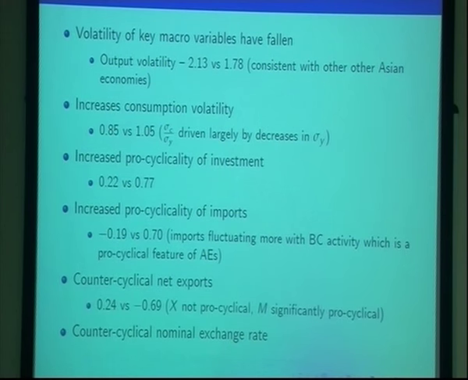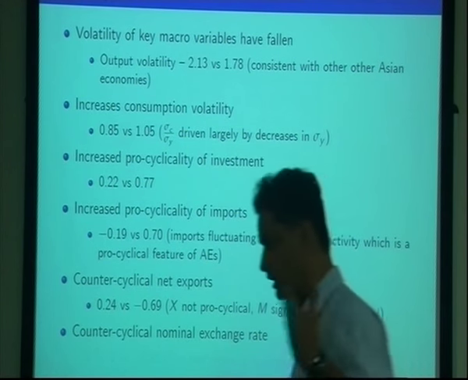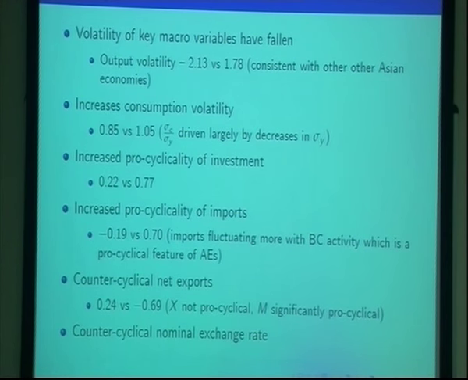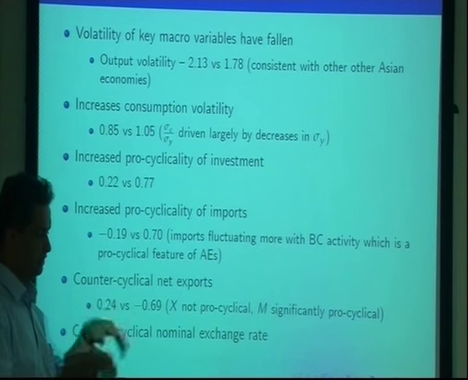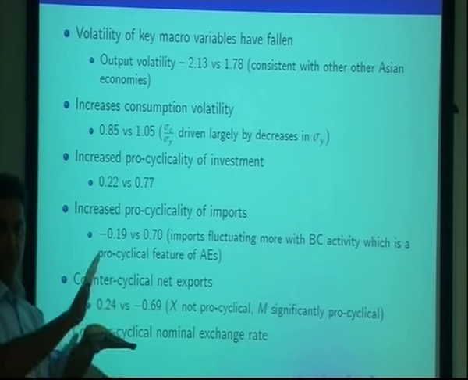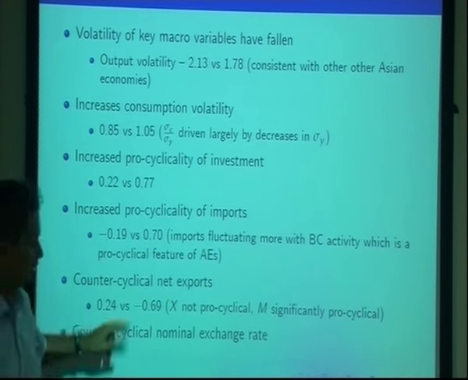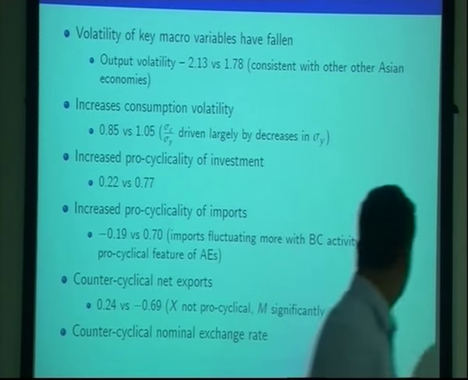Then you get this counter-cyclical net exports. You don't find X to be too pro-cyclical. I mean, that makes sense because X depends on other countries' performance, right? So if other countries do well, then X does well. If you're doing well, then other countries are not doing well. But M is significantly pro-cyclical, so every time there's an upturn, X doesn't move, and M moves. So this gives you a counter-cyclical net export, okay?